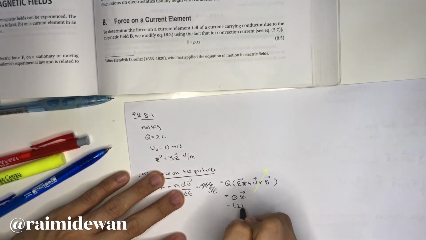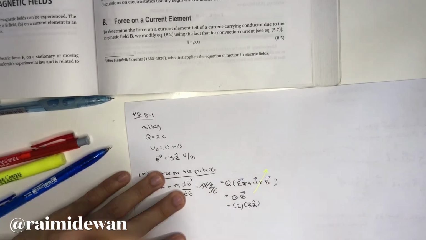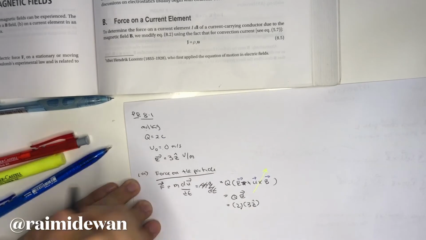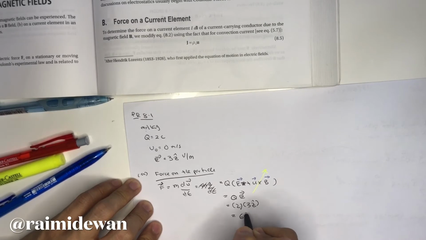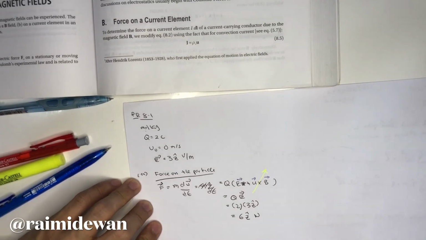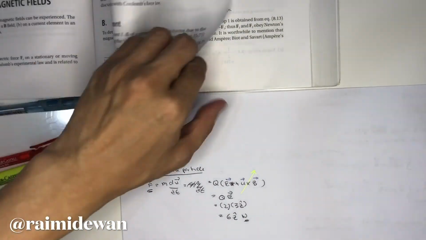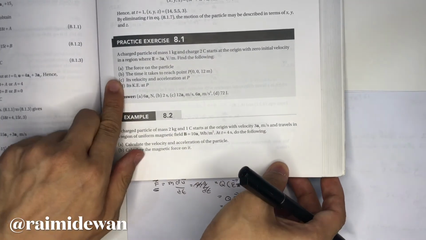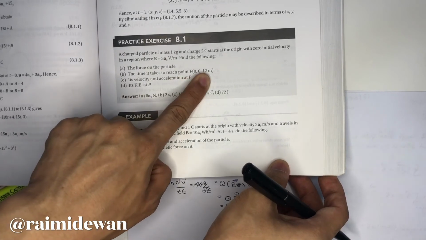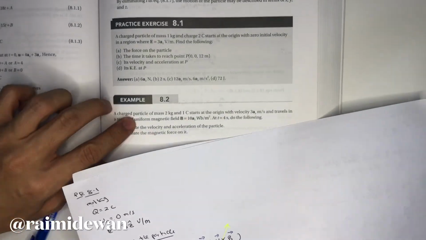Now we just do the substitution. We know that this is 2 coulomb, and it's given E, which is 3Z. Because the force is a vector, you should have a direction. So it's a direction of 6Z Newton. Newton is the standard unit for the force. Now what the question asks us, for the practice exercise, is the time it takes to reach point P at 0, 0, 12 m. 12 is in meters. So the time taken.